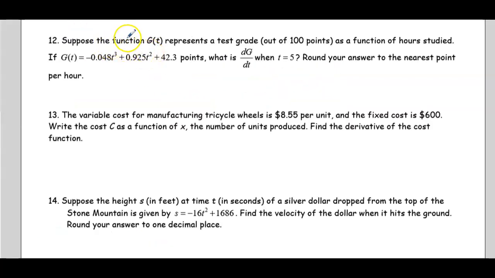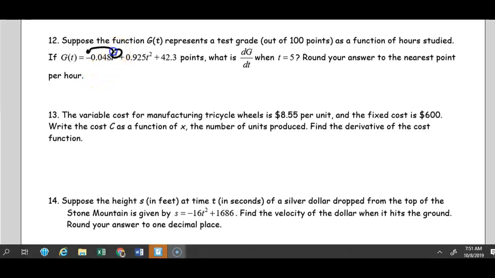Right here it says suppose the function g of t represents a test grade out of 100 points as a function of hours studied. If g of t equals this function, what is the derivative? This means dg over dt is the derivative when t is 5. Answer to the nearest point per hour. I think that's simple enough. So let's dig in. We take our equation and we first need to find the derivative of it. It says what is the derivative when t is 5? So we need to find the derivative first. So we're going to multiply by 3 up front.